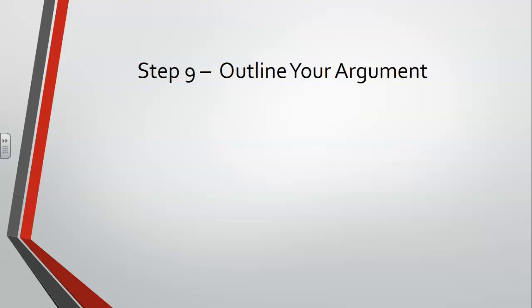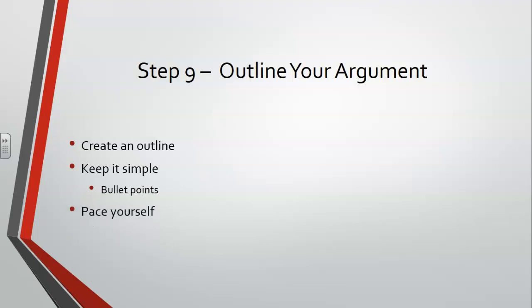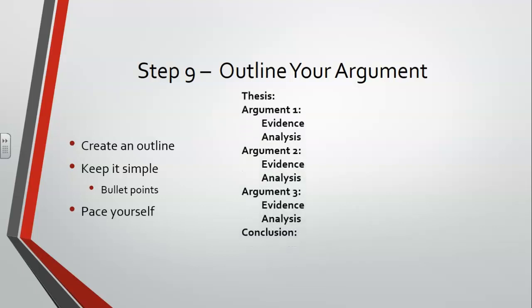Number 9 is going to outline your argument. So you need to create an outline. Your outline needs to be simple. It needs to be bullet points, and you need to pace yourself. Do not spend 15 minutes creating an outline because you're not going to have time to fully write the essay. So you need to do this simple, to the point, and then you need to follow your outline. Your outline is going to look something like this.